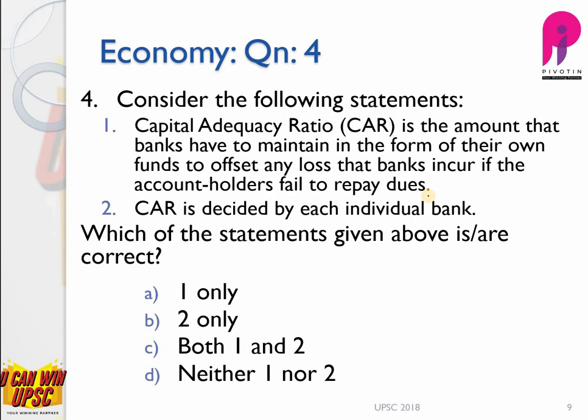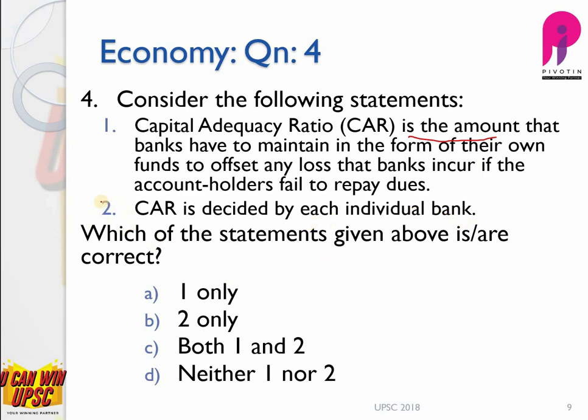Question number 4 is about capital adequacy ratio. It is a basic economic concept and it is reflective of the 2008 economic crisis. A serious UPSC aspirant must be well aware of capital adequacy ratio. Capital adequacy ratio is the amount that the banks have to maintain in the form of their own funds to offset any loss that banks incur if the account holders fail to repay their dues. This statement is correct. And CAR is decided by each individual bank.